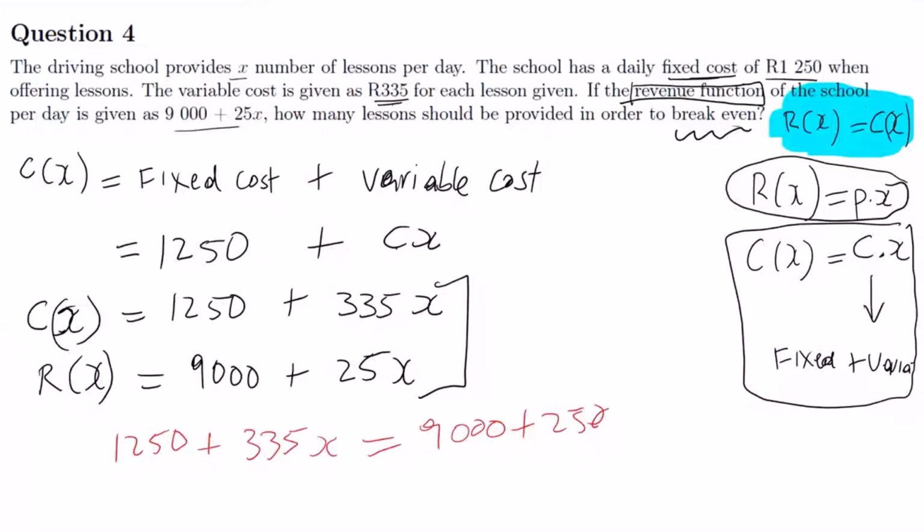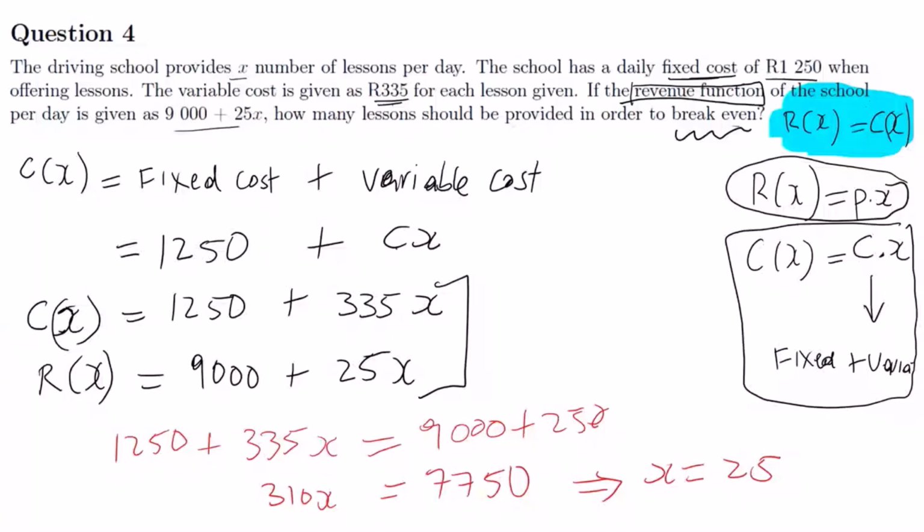So when you put the like terms, you are going to have 310x is going to be equal to 7750. This implies that your x is going to be equal to 25. So it means now how many lessons? It means now there should be 25 lessons per day to break even.